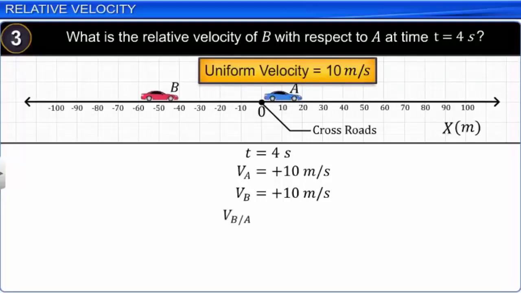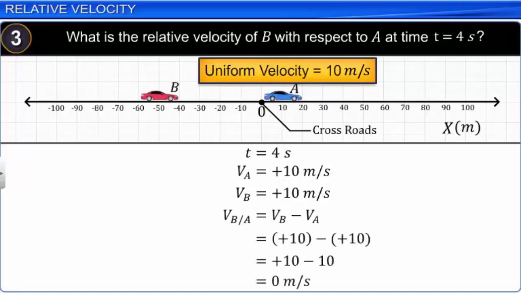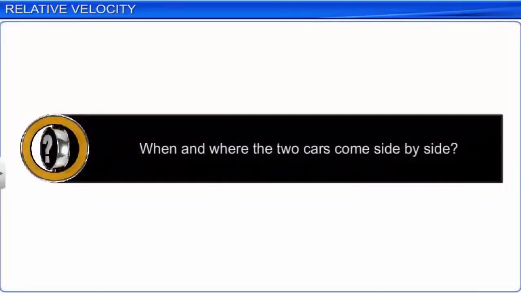When and where do the two cars come side by side? By comparing the results of the first and the second parts of case 1, we can say that the cars never come side by side.